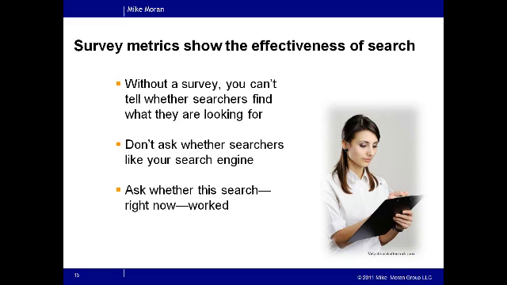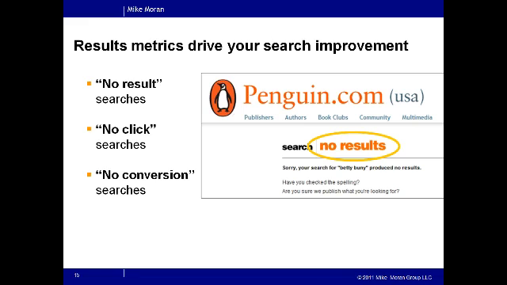The other thing that you want to focus on is survey metrics. So one of the problems with search is that without having a survey, you don't know whether people actually found what they're looking for. You might know they landed on a page, but you don't know if they got the answer to their question. And so it's very important to ask the right question. So don't ask a question of how satisfied are you with our search engine. Instead, ask them, for this search, did you find what you're looking for right now? Was this what you wanted? Because that's what you really want to understand.